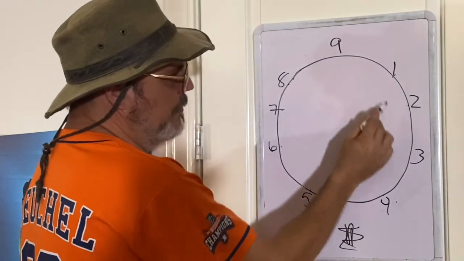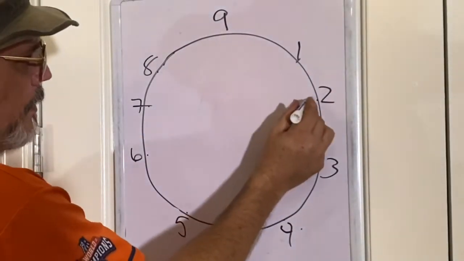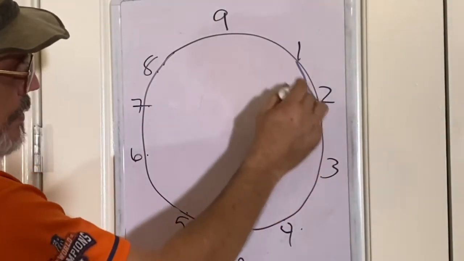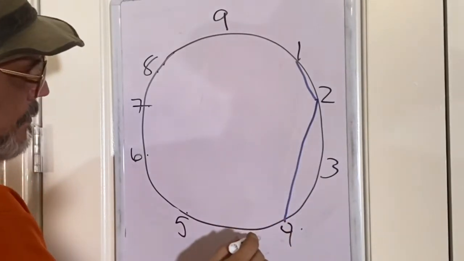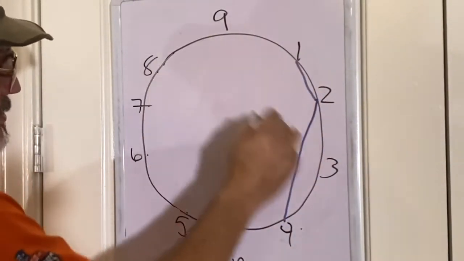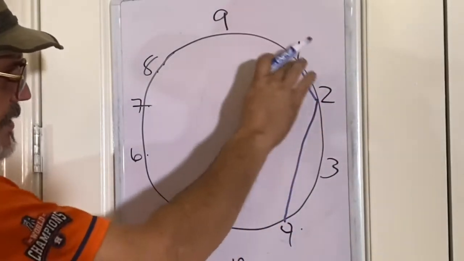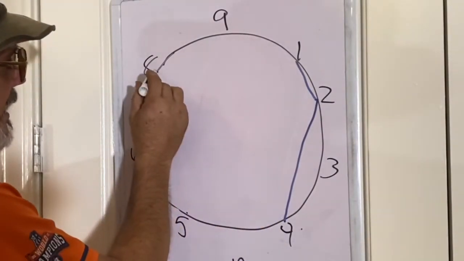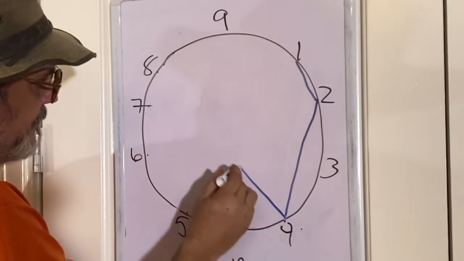So we'll start with 1. 1 plus 1 equals 2. So we're going to connect just a straight line here. 1 plus 1 equals 2. So 2 plus 2 equals 4. Now what you're going to notice is 3, 6, and 9 don't interact with these, but these constantly interact with each other, all the other numbers do, without ever interacting with 3, 6, and 9. 4 plus 4 equals 8.